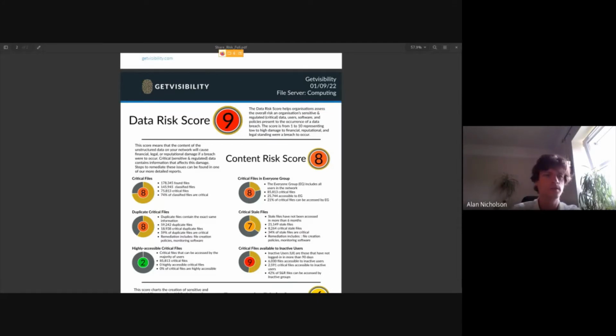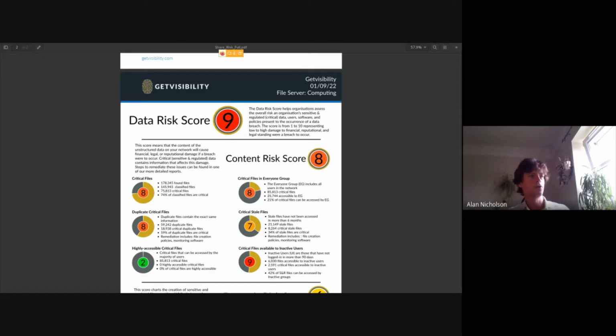We gather information from file scans, machine learning classification, user access, and customer engagements to assess the risks that data poses to an organization's financial, legal, and reputational postures. The final output of our risk assessments are reports, and I'm going to take you through a couple of them now.